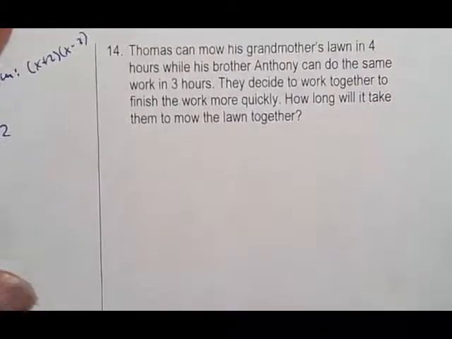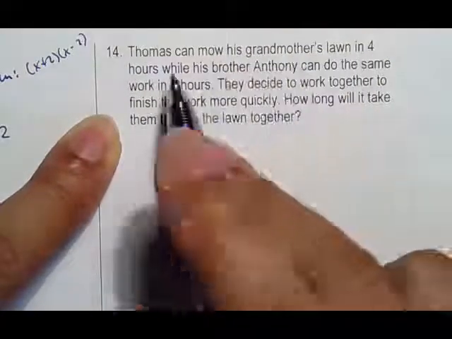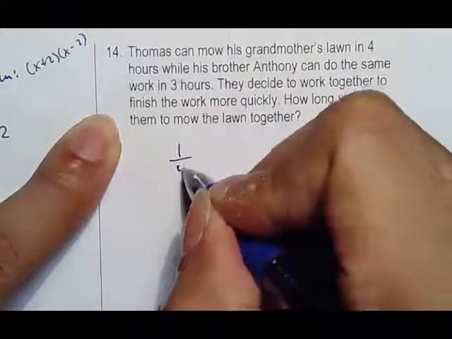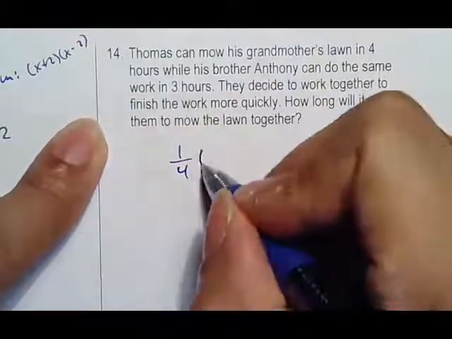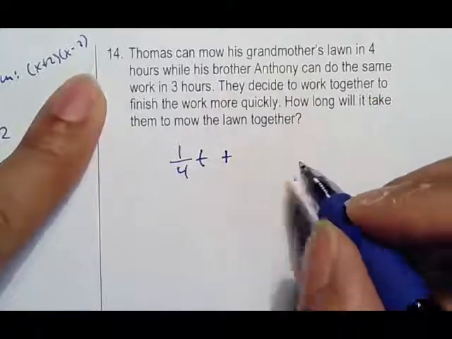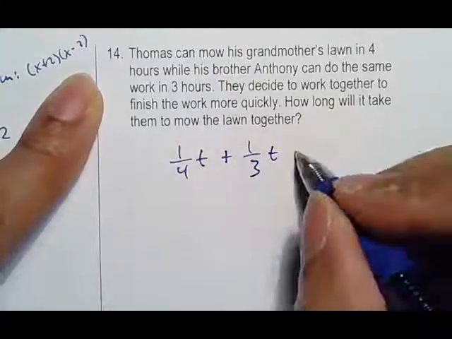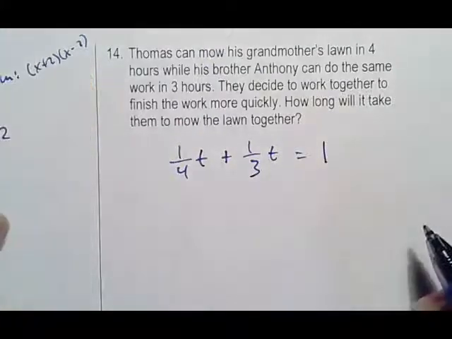Thomas can mow his grandfather's lawn in 4 hours. Brother Anthony can do the same work in 3 hours. They decide to work together. How long will it take? This is the work problem where if he can mow a lawn in 4 hours, his rate is 1/4 multiplied by a certain amount of time. He's working with someone, so you're going to add Anthony's rate, which is 1/3, times an amount of time, and they are doing 1 yard, if you remember that.